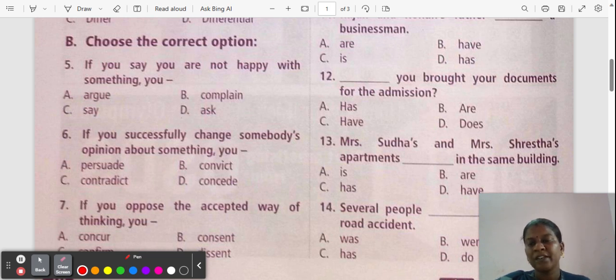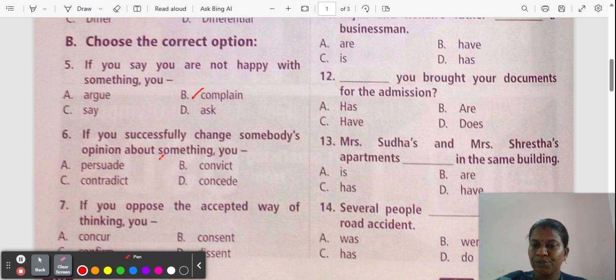If you are not satisfied with something, what do we have to do? Argue means to have a conversation with somebody. Complain means we make a complaint. Say, we say something. Then ask something. So here, if you are not satisfied or not happy with something, we have to complain. Option B, complain, is the correct answer.